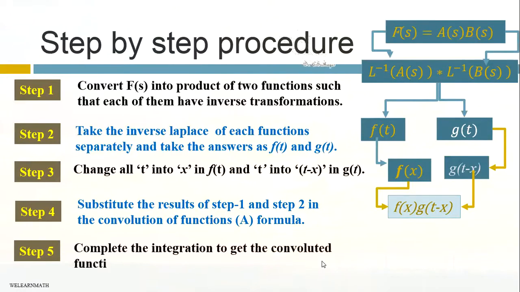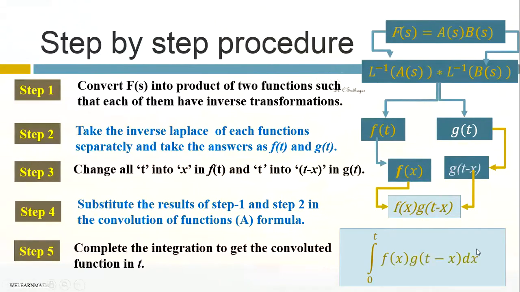What is the convolution rule? The convolution rule is to take this f of x, take this g of t minus x, now introduce the integral from 0 to t and complete this integration with respect to dx. So that gives the final solution for us.